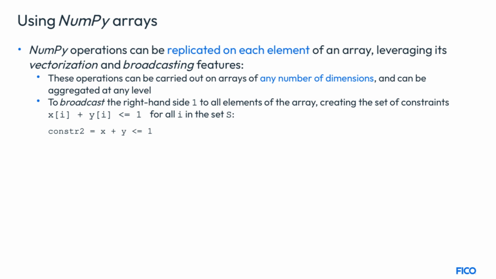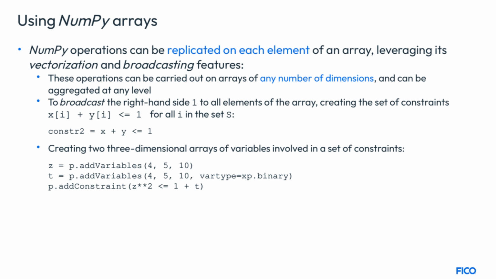In this example, a set of constraints for a set S is created in a compact form by using NumPy arrays of variables. In a second example, the broadcasting features are leveraged for creating and adding a quadratic constraint containing two three-dimensional arrays of variables.